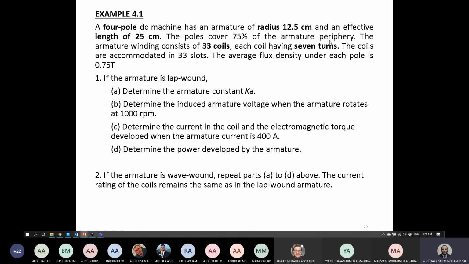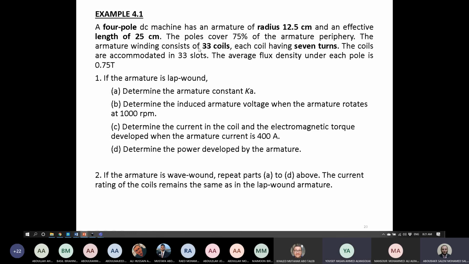which means you have now 25% of the windings not facing the poles. So the effective area now will be only 75% of the overall area. Okay, guys? Okay. The coil or the armature winding consists of.